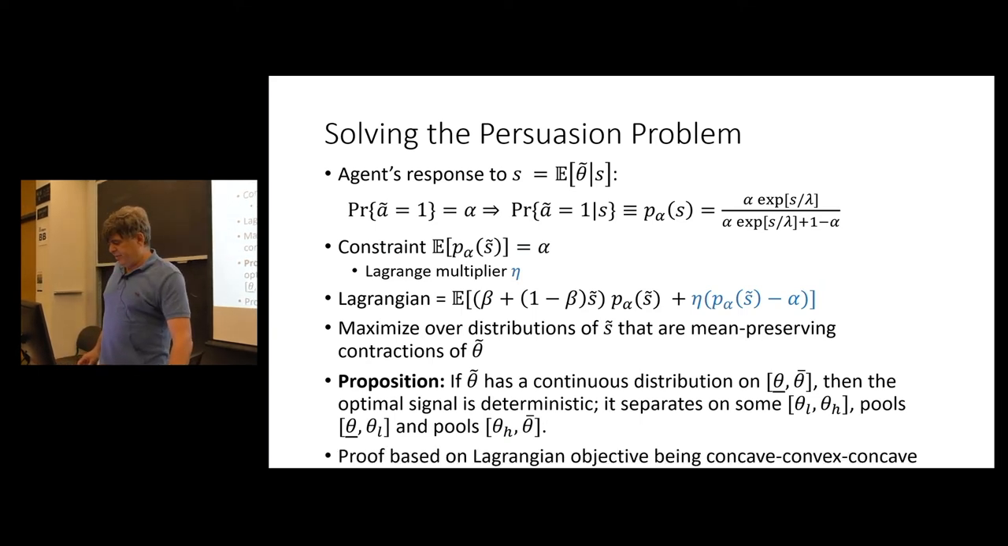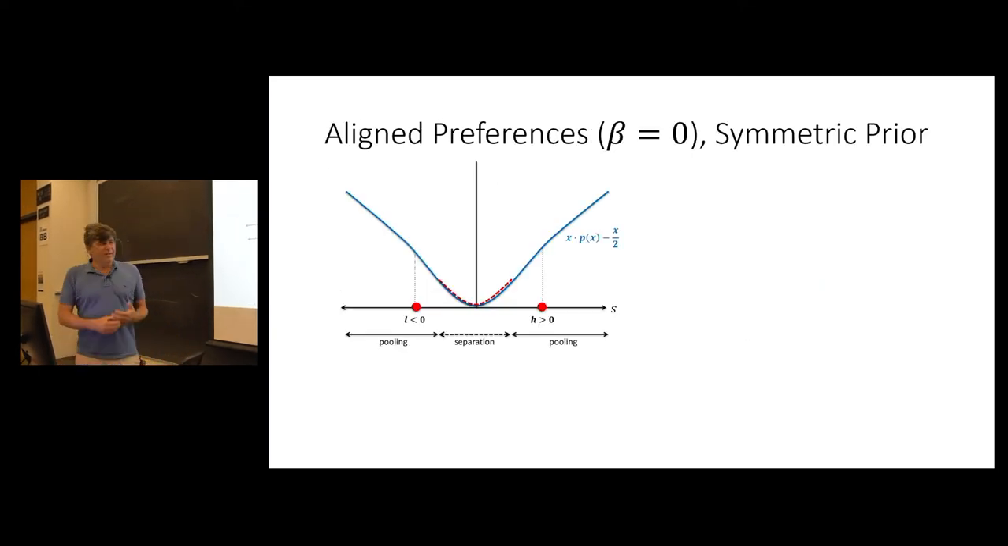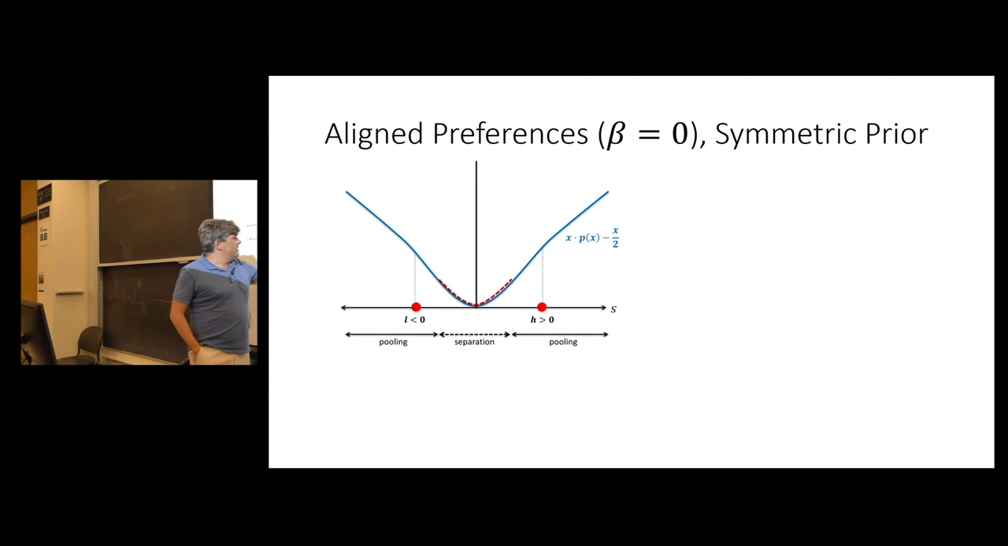So I'll just give you an illustration in the case of aligned preferences. Your objective function looks like this, and the key thing is that the objective function has a concave region, convex region, concave region. Of course, this is what's driving the pooling and separation, not surprisingly, but there's some subtlety about how you find these cutoffs to make everything work. So here in the middle, you're fully separating.